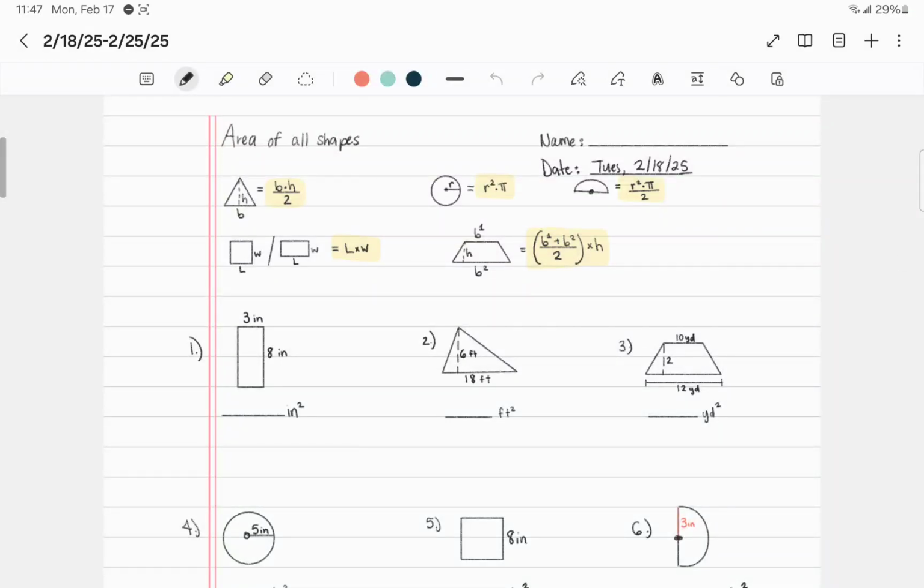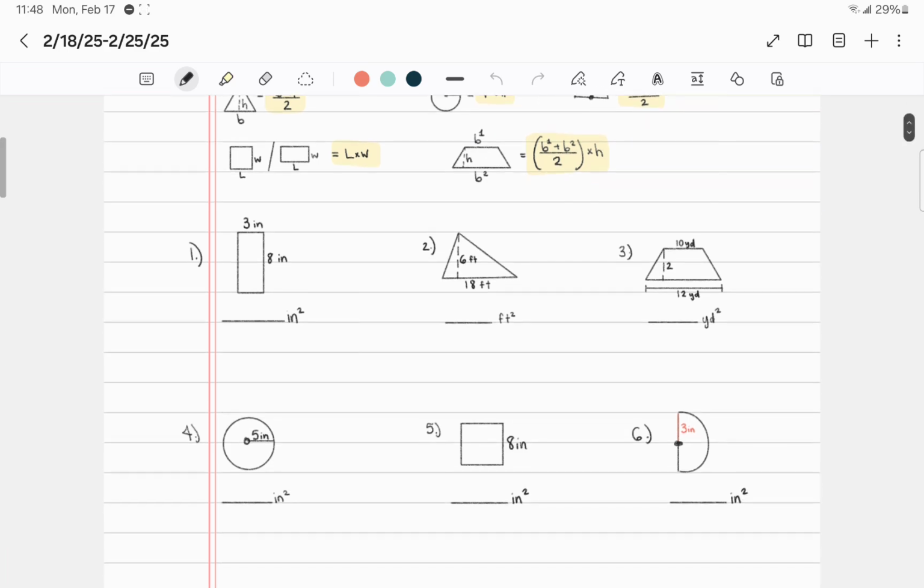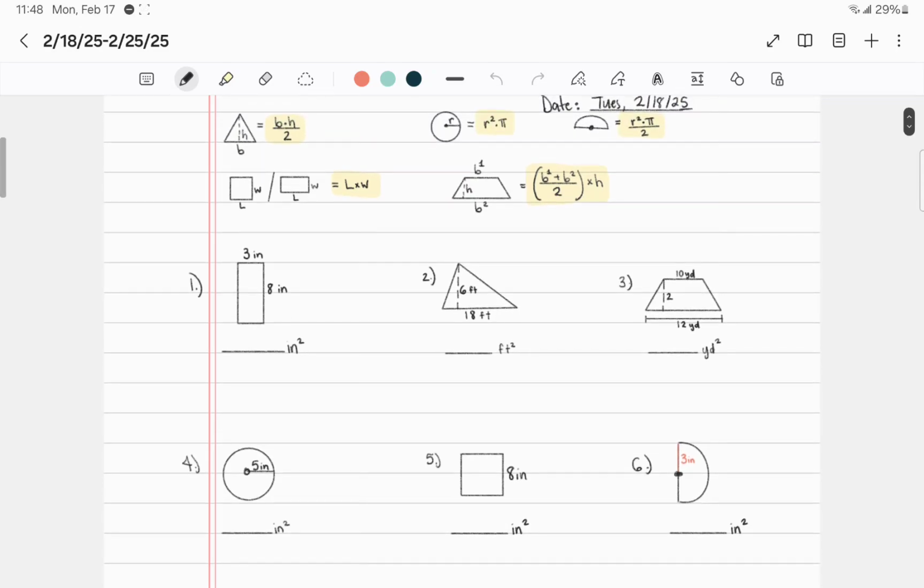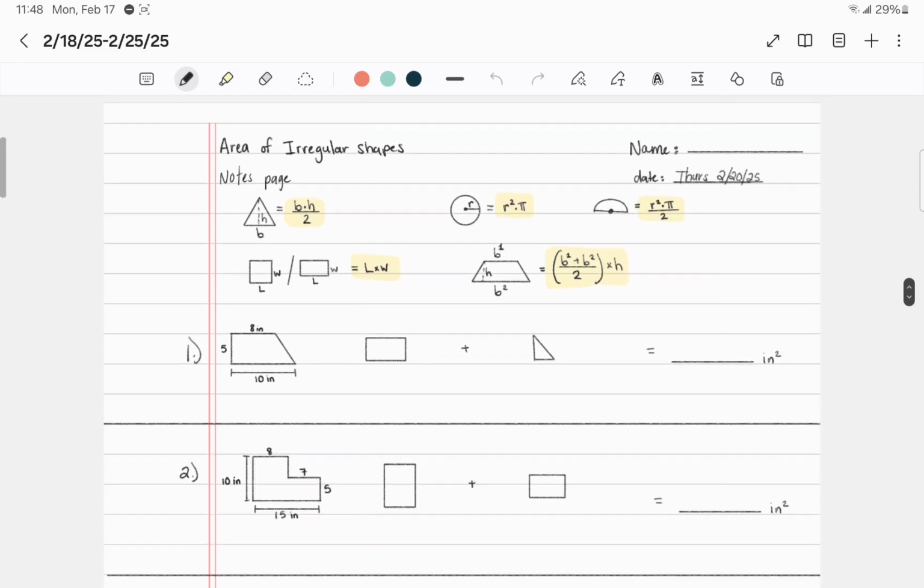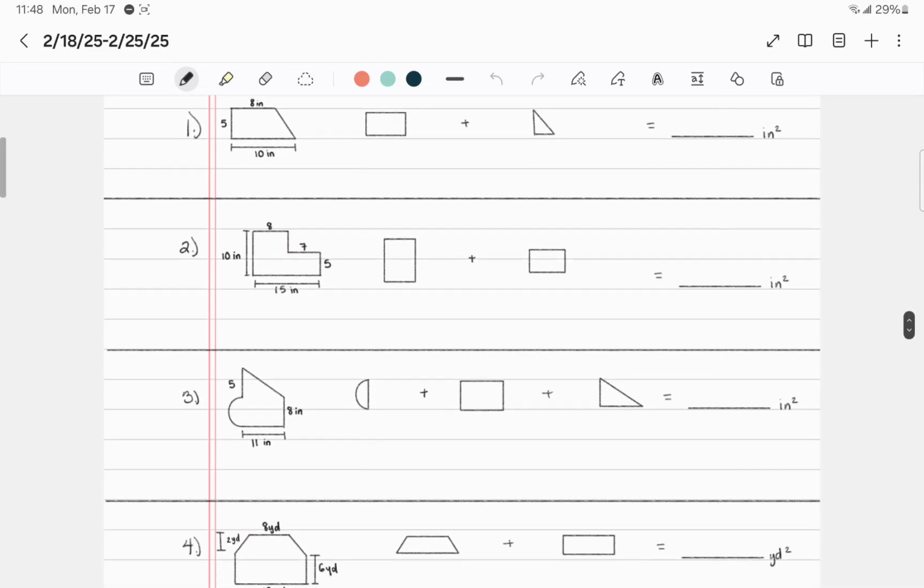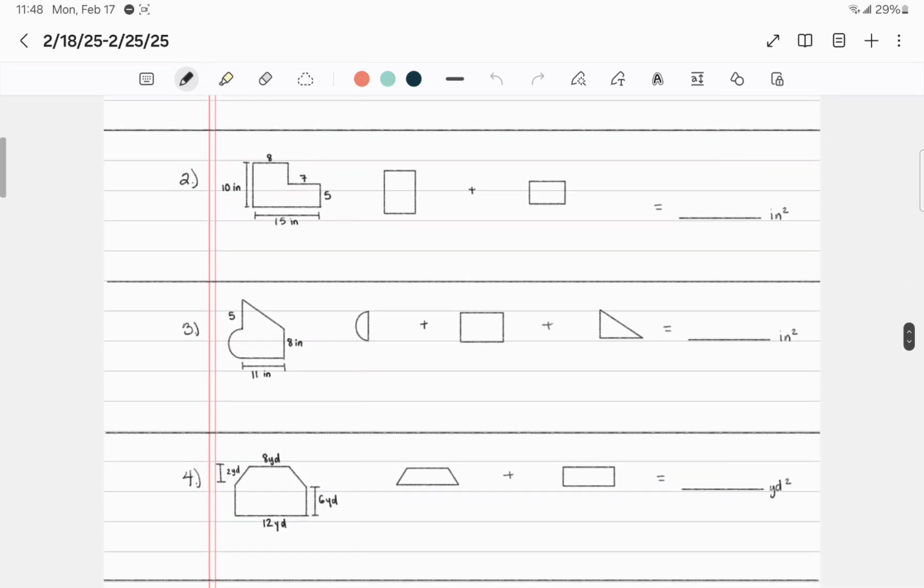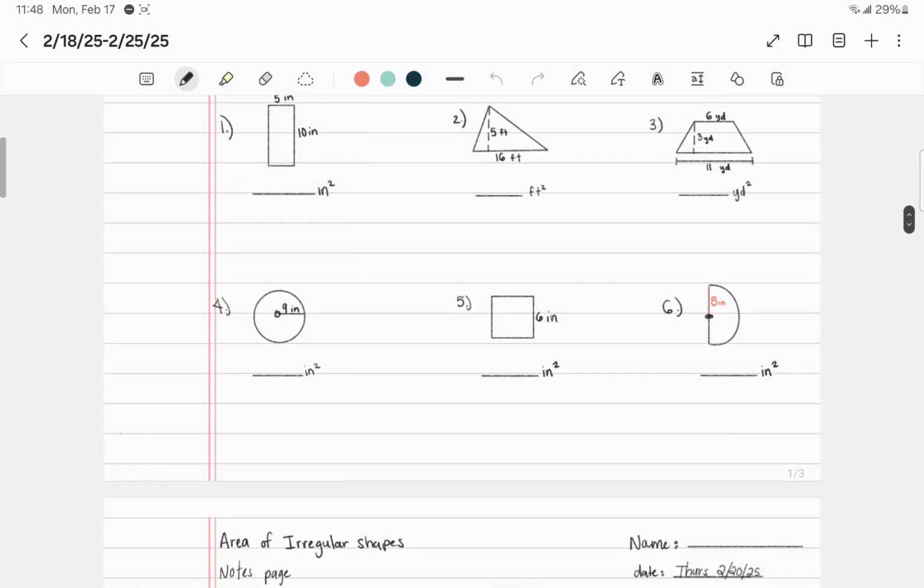This is your review for your test that's coming up, most likely Tuesday of next week. We're going to do this in two parts. This is the first part. So just so you guys have an idea, your test will have regular shapes like these, and then you will have irregular shapes like these. But I'll do these in a separate video.